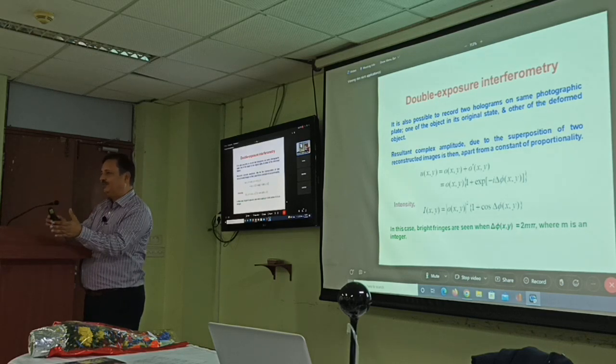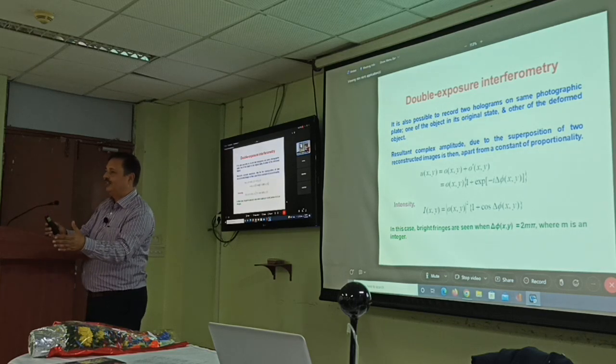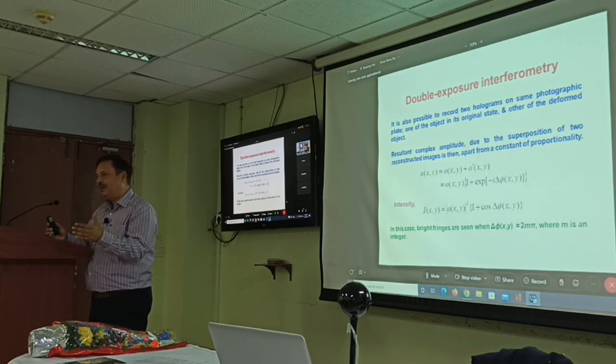You have recorded the interference pattern. Now you move the object, whatever deformation you give. You can move the object and, with the same reference beam, record it again on the same holographic plate. This is what we call double exposure interferometry. So the object has been exposed twice.